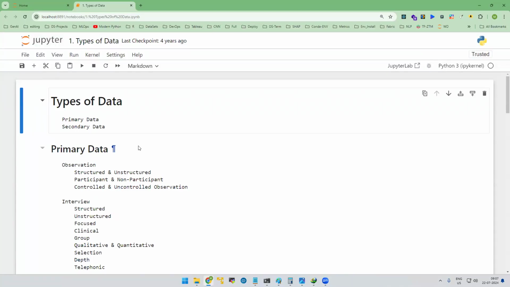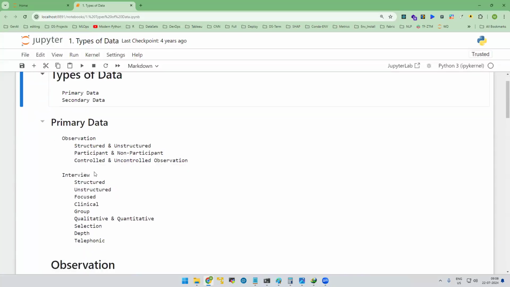When they write a research paper, they will clearly mention whether the data was collected from a primary source or a secondary source. Primary source means you have collected your own data. Secondary source means someone has collected the data and you have taken data from them, right? So primary data and secondary data.